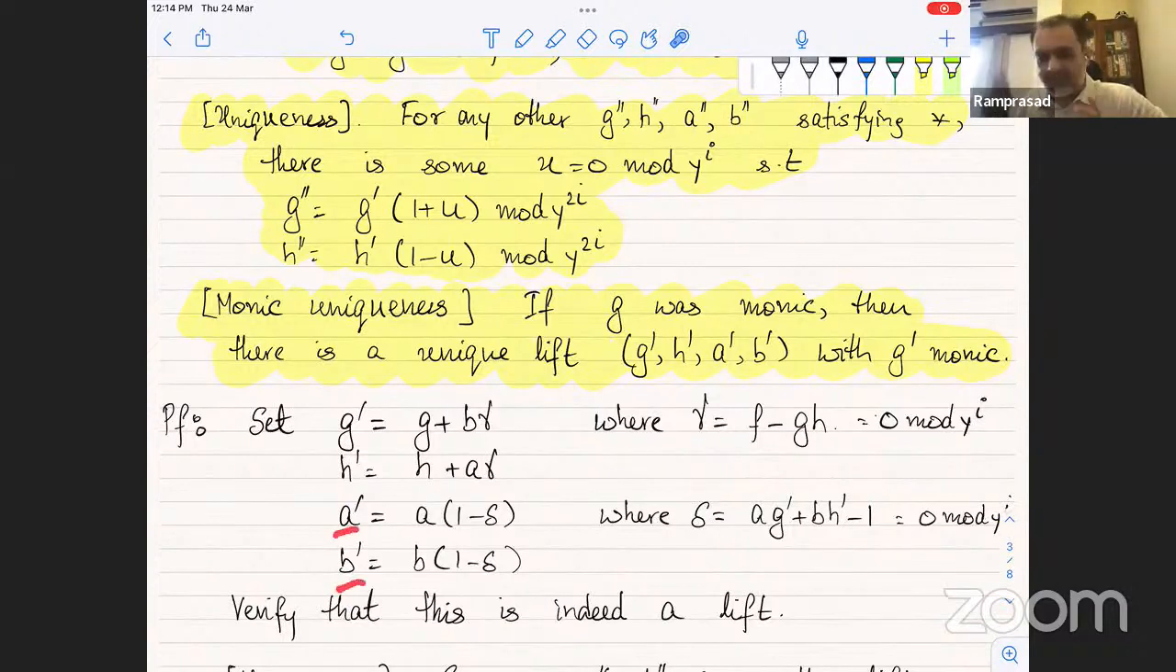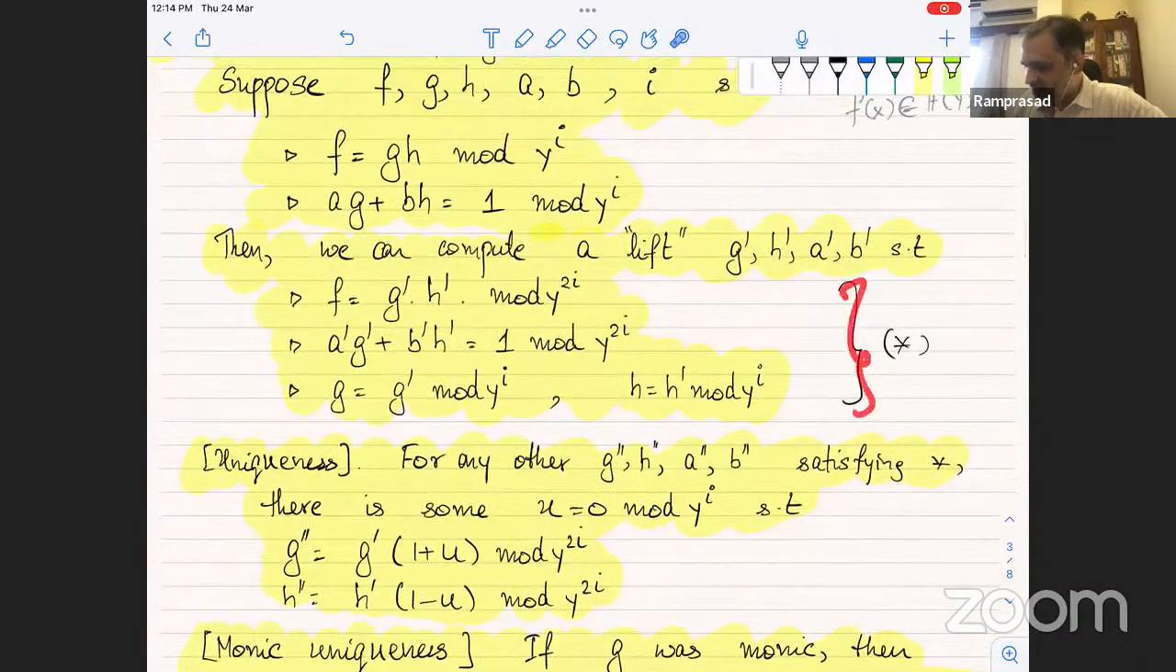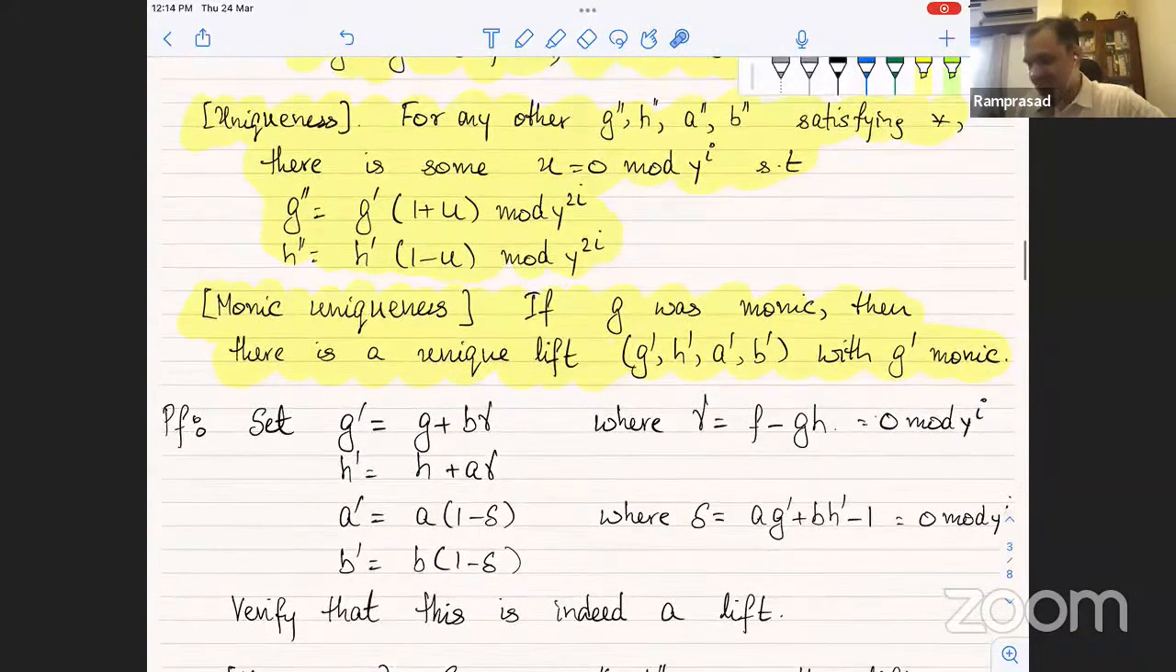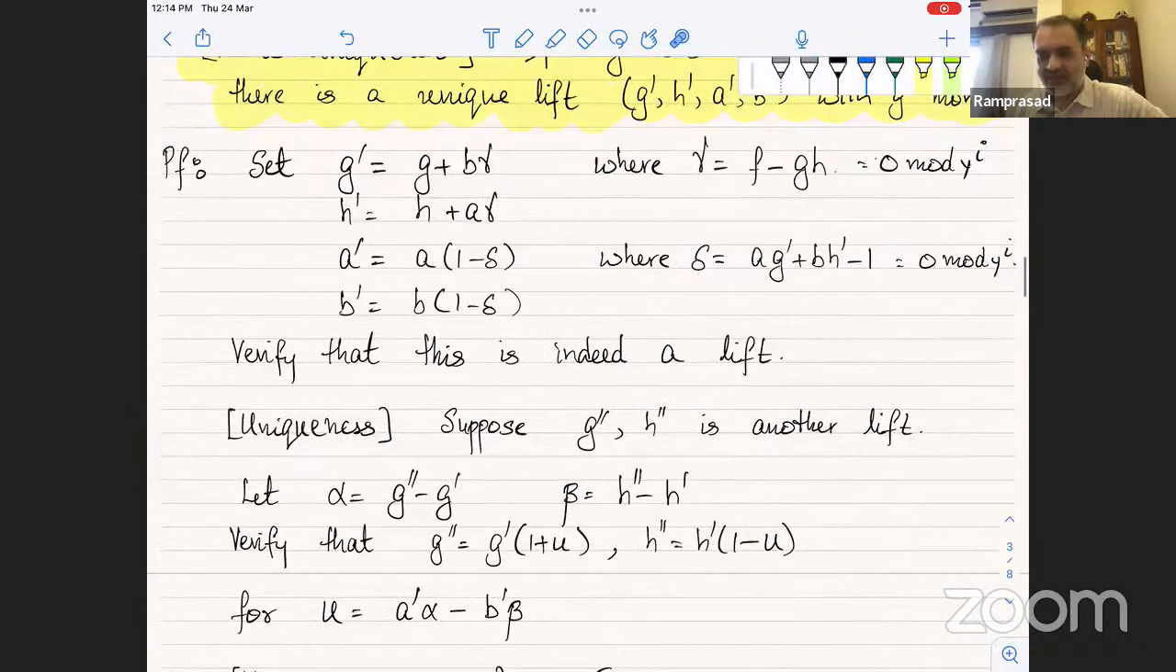And what are the A prime and B prime going to be? It's basically the old A into 1 minus delta and B into 1 minus delta, where delta is basically AG prime plus BH prime minus 1. Okay, and you just plug this in and convince yourself that this actually satisfies star. It's a calculation and it's not particularly insightful. And showing uniqueness is also not that difficult.